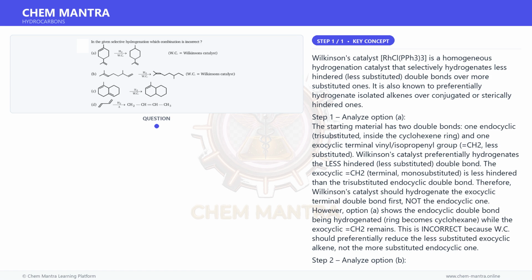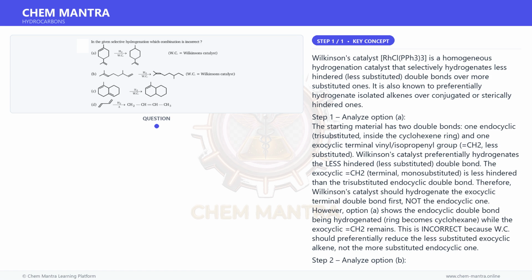Step 1. Analyze option A. The starting material has two double bonds: one endocyclic, trisubstituted, inside the cyclohexene ring, and one exocyclic terminal vinyl, the isopropenyl group, C=CH2, which is less substituted. Wilkinson's catalyst preferentially hydrogenates the less hindered, less substituted, double bond.